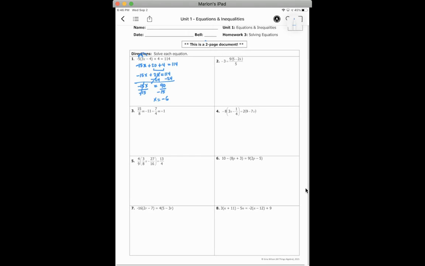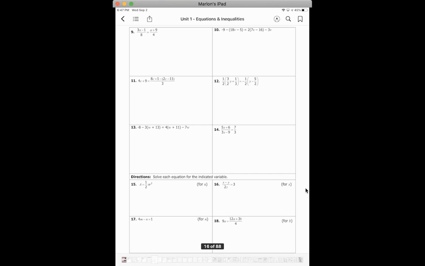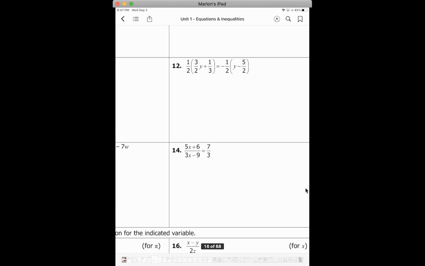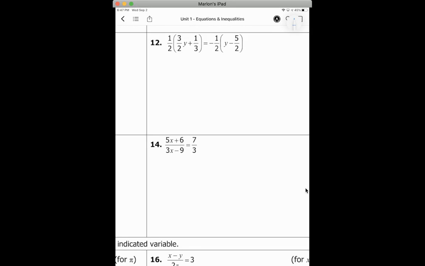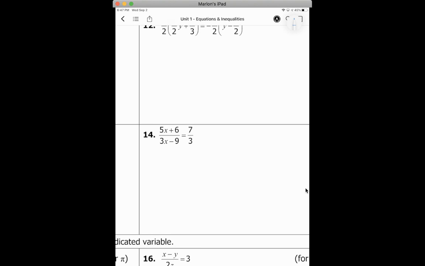Let's have problem number 14. So problem number 14, you have 5x plus 6 over 3x minus 9 equals 7 over 3, or 7 thirds. All right, so let's do this. Of course, you have two denominators, which is 3x minus 9 and 3.